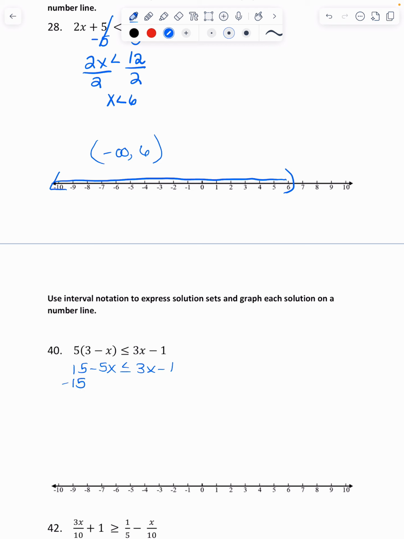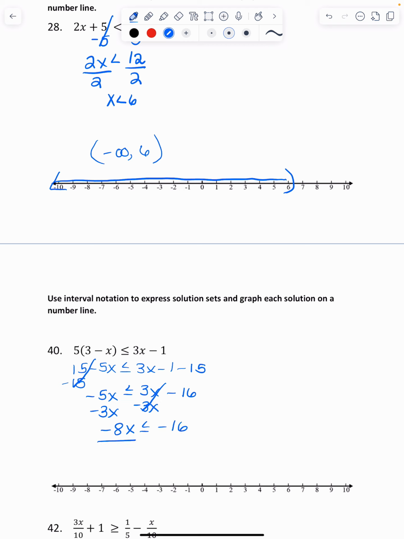Let's subtract it from both sides. Careful that you leave that sign in front of that 5x. Negative 1 minus 15, I get negative 16. All right, I'm going to subtract 3x from both sides. I get negative 8x is less than or equal to negative 16.